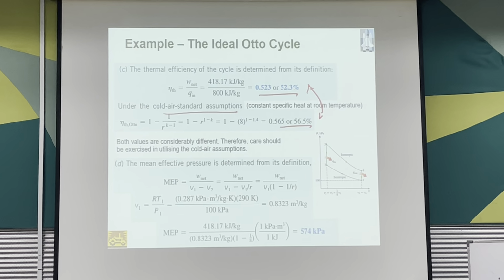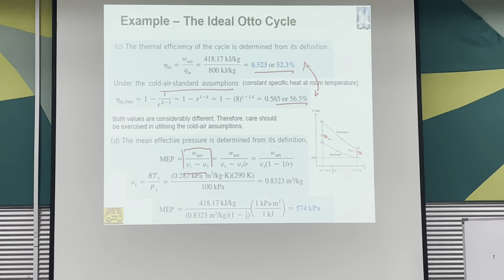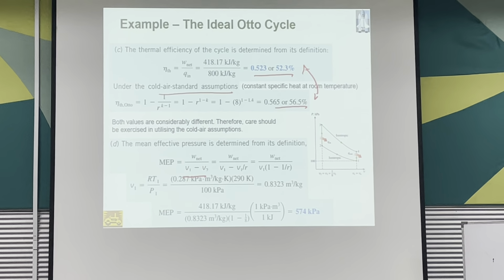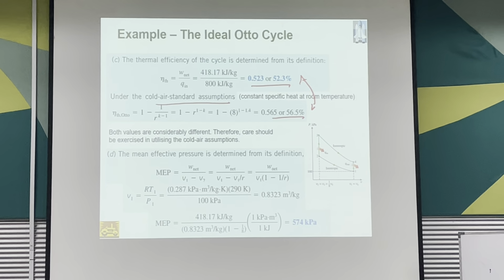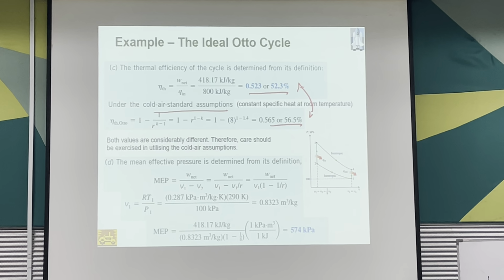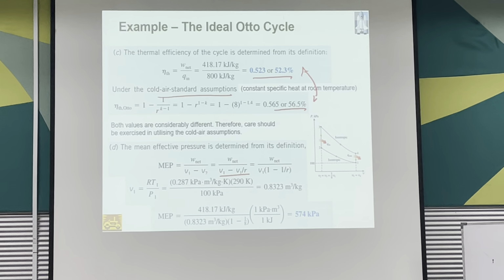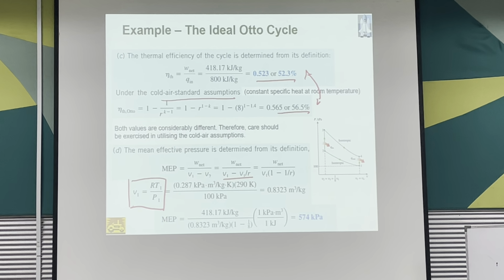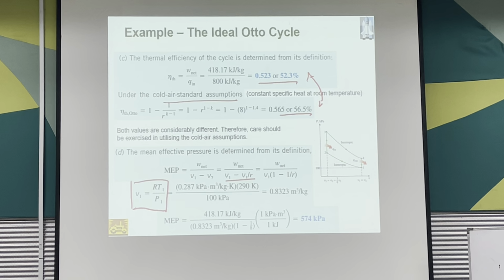Then after that, for MEP, you need to use this work net over V1 minus V2 equation. We only know the compression ratio. Technically speaking, we don't know the actual volume. So this question substitutes V2 with V1, then it finds V1 using the ideal gas equation again. The R value you can get from the table. Then it obtains the MEP value.